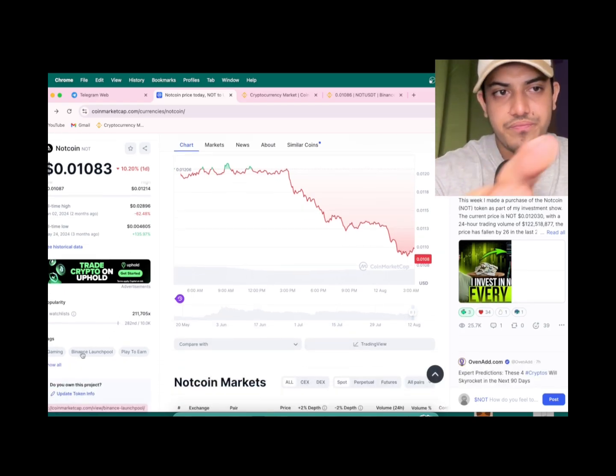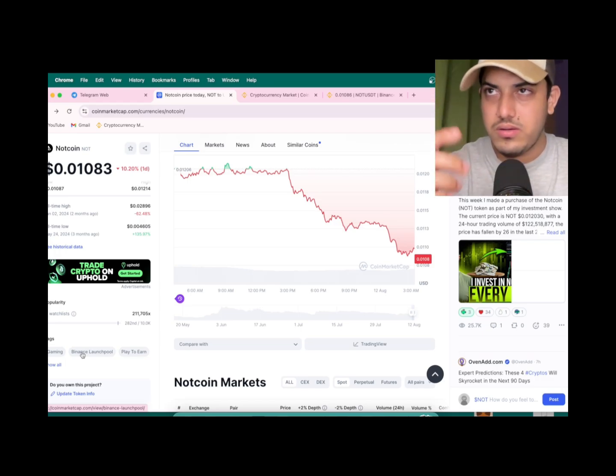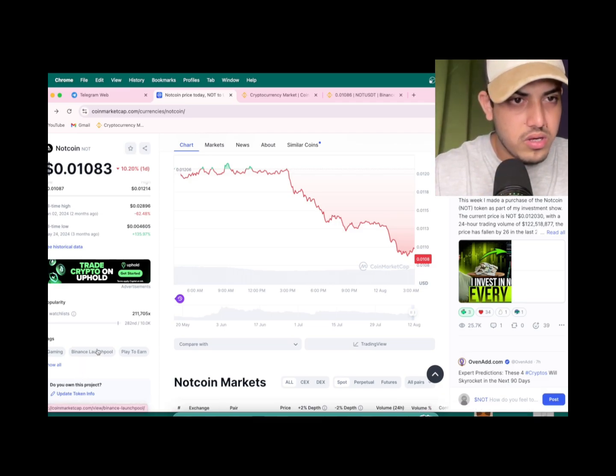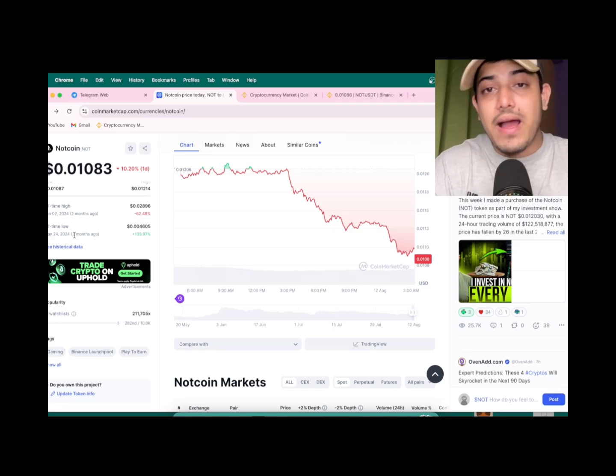It launched in the market on the 6th or 7th of January this year, and officially it came on Binance three or four months back from now. But I have been following this token ever since it came into existence. NOT token, man, it's a big one, tap to earn.